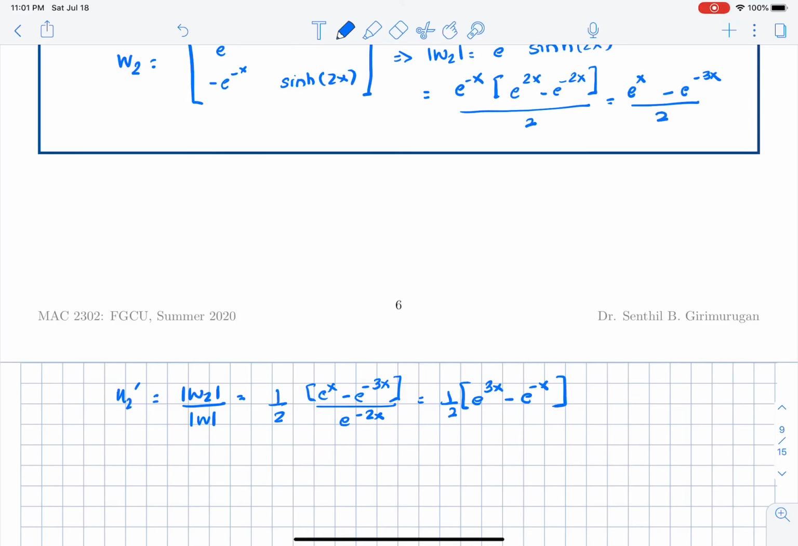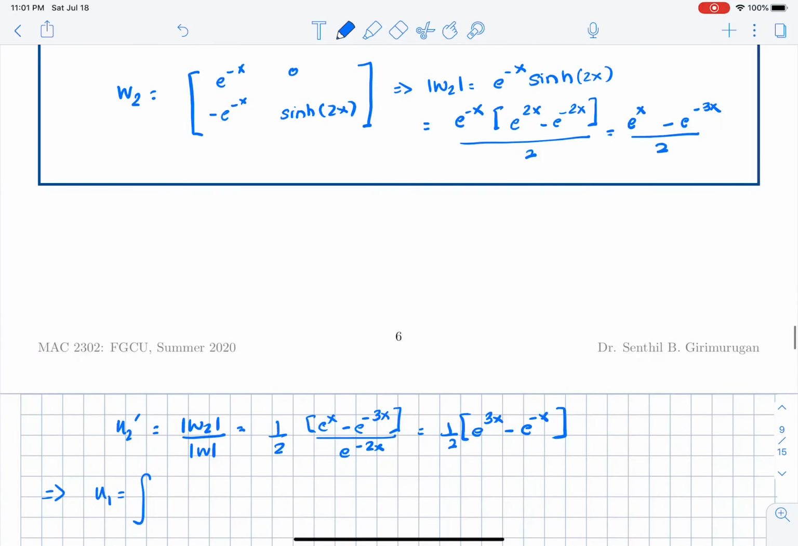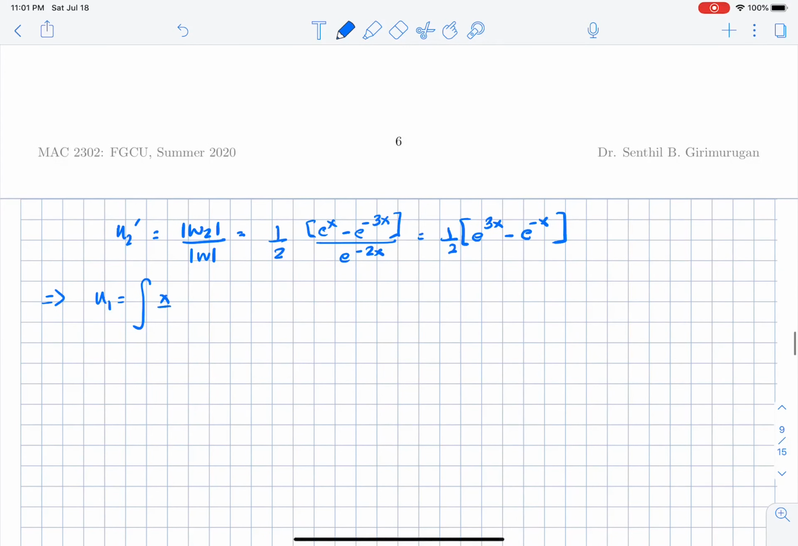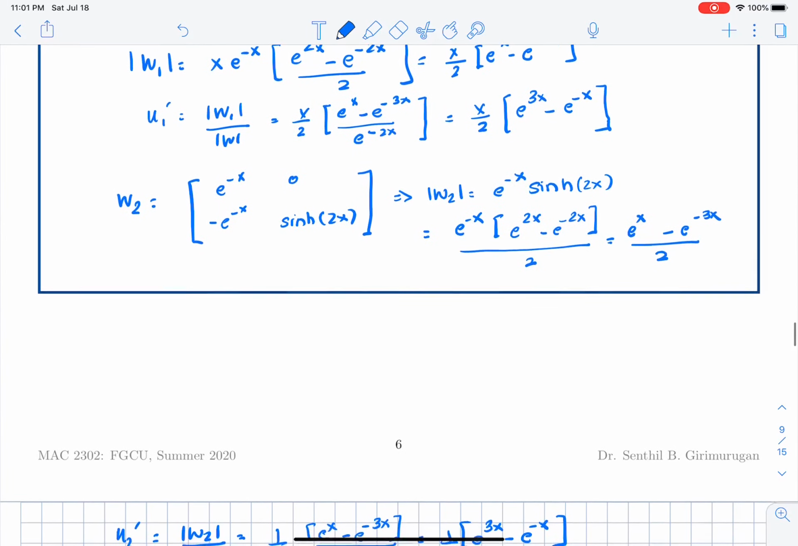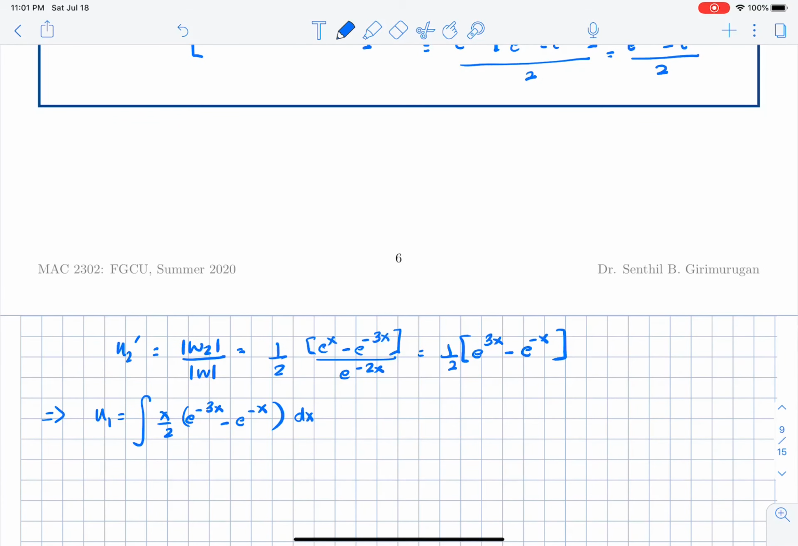Now we have to integrate to find u1 and u2. So u1 is the integral of x over 2 times (e^(3x) minus e^(-x)) dx. And we've got to use integration by parts to get the answer. Oh, sorry, it's e raised to positive 3x.